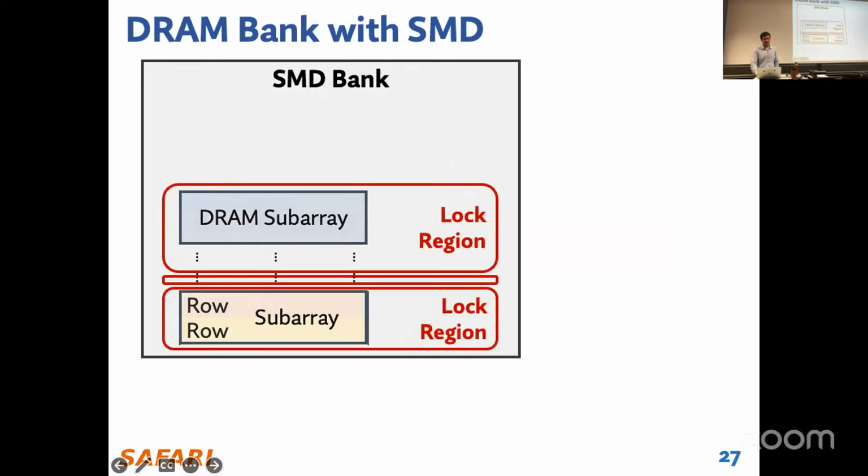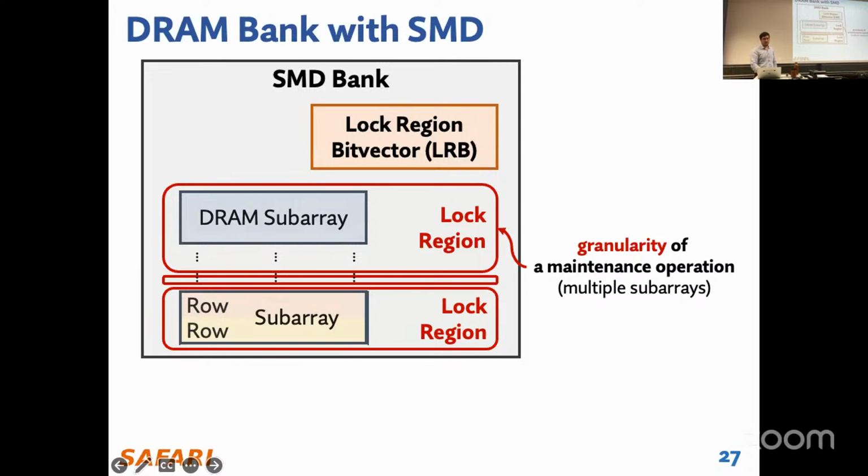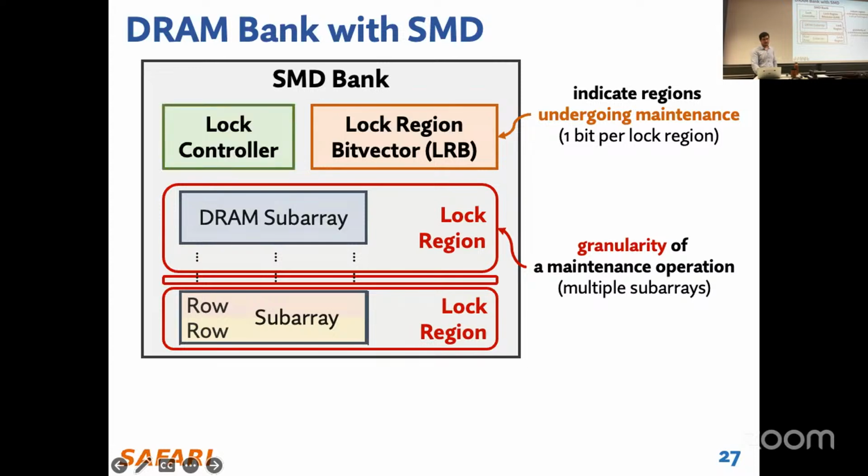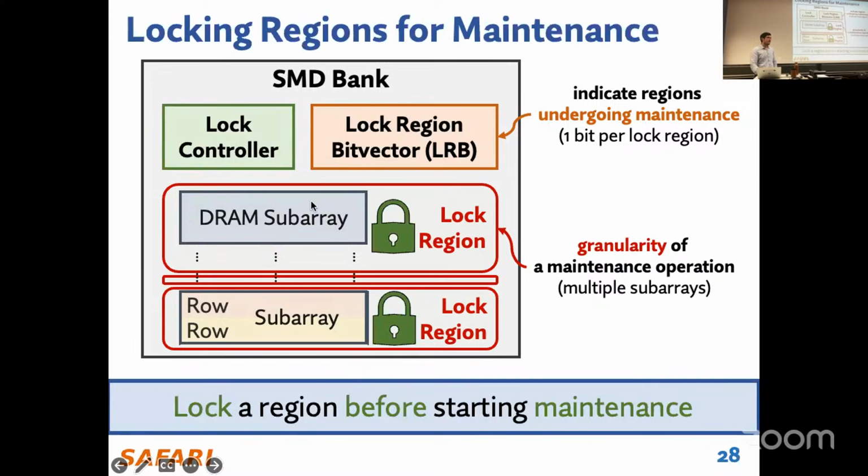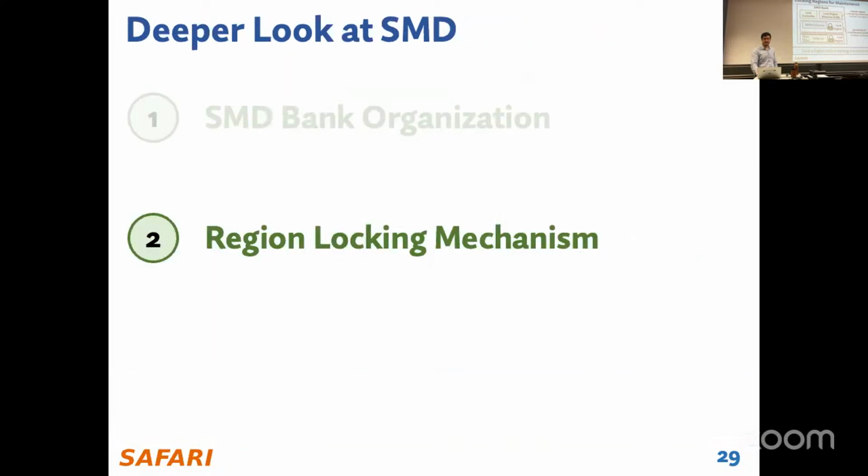We introduced the concept of lock regions, and lock regions define the granularity of maintenance operations. The lock region bit vector indicates the regions that are undergoing maintenance currently, and the lock controller orchestrates the locking and releasing of DRAM regions. So with support for SMD in a DRAM bank, we lock a region before starting maintenance operations in that region, so that an activate command that targets that region can be rejected. Let's see how exactly we lock and release regions.